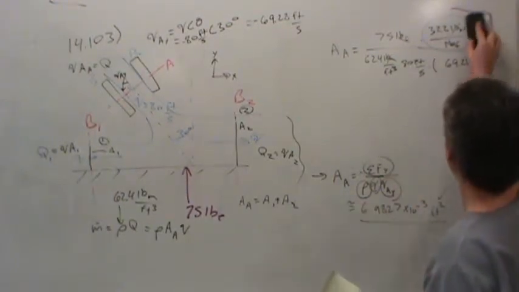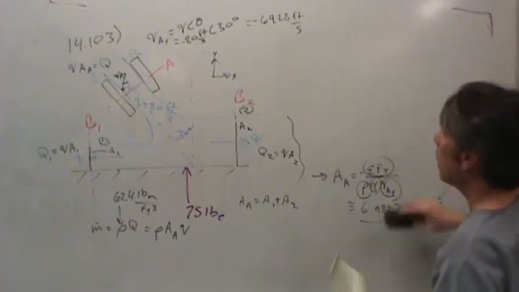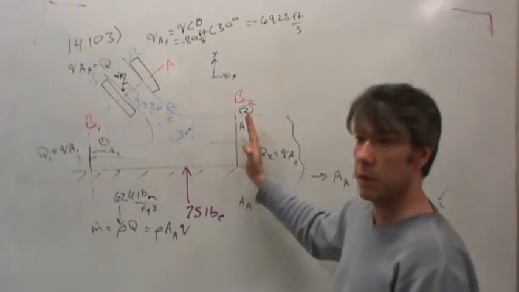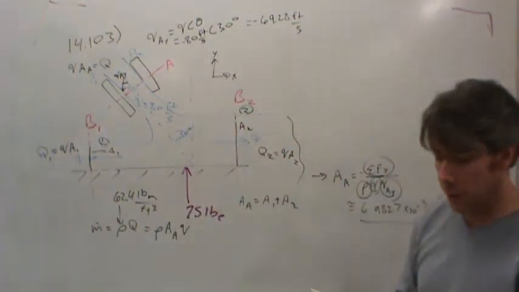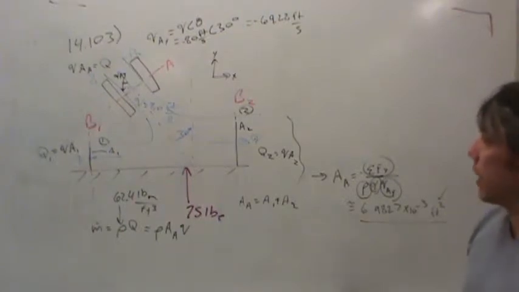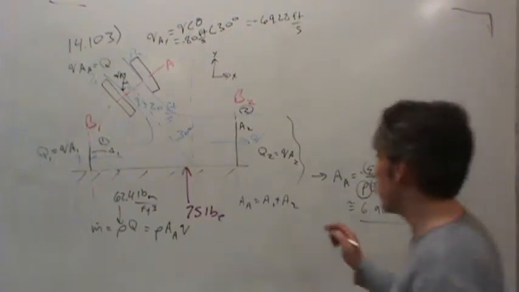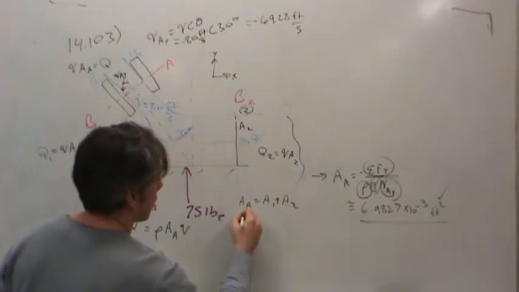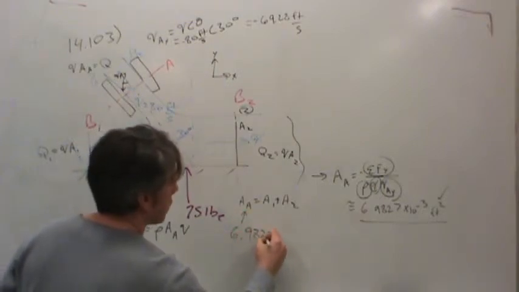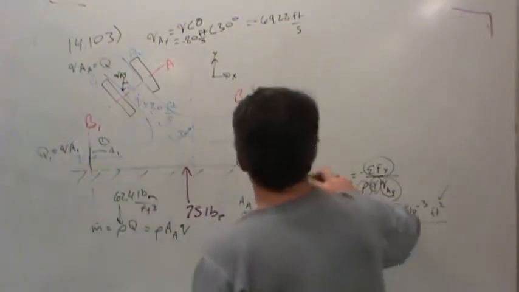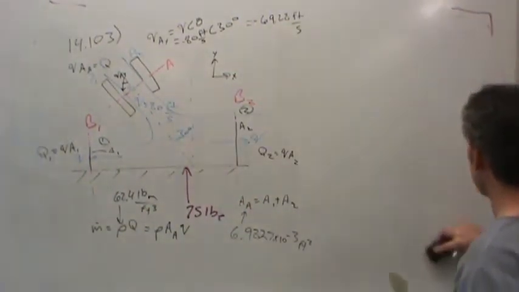Okay, but do you guys understand why the cross-sectional area at A must be equal to the sum of the cross-sectional areas of 1 and 2? Yes. Because the mass flow rate, mass, has to be conserved essentially. Okay, well, we played around with the y direction and got about as much information as we can. So let me just make a note over here that this is 6.9827 times 10 to the negative third square feet. And then we should have space then to do what we need to do.